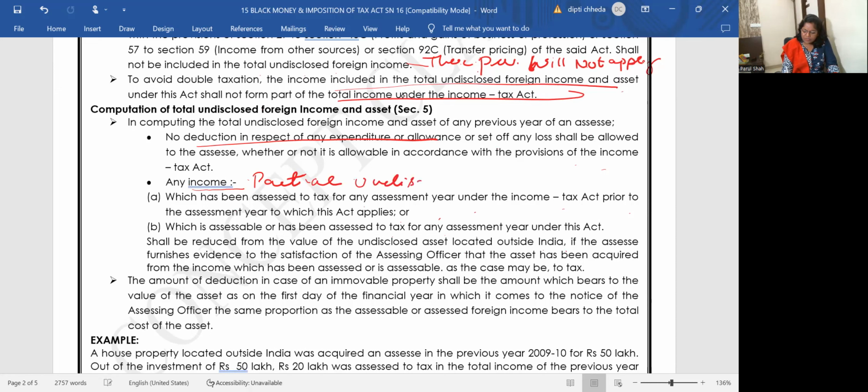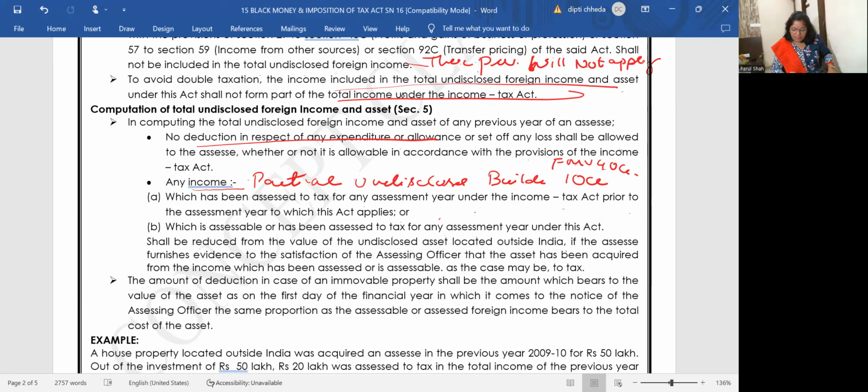Partially undisclosed means you are showing that you have purchased a building for 10 crore, but actually the fair market value of that building is 40 crore. So whenever this is caught, do you need to pay tax on 40 crores? Answer is no. 10 crore you have already shown. Right? Read it. I'll give you time to write the example. So no deductions are allowed, expenditure, set off of losses, none of that will be available.